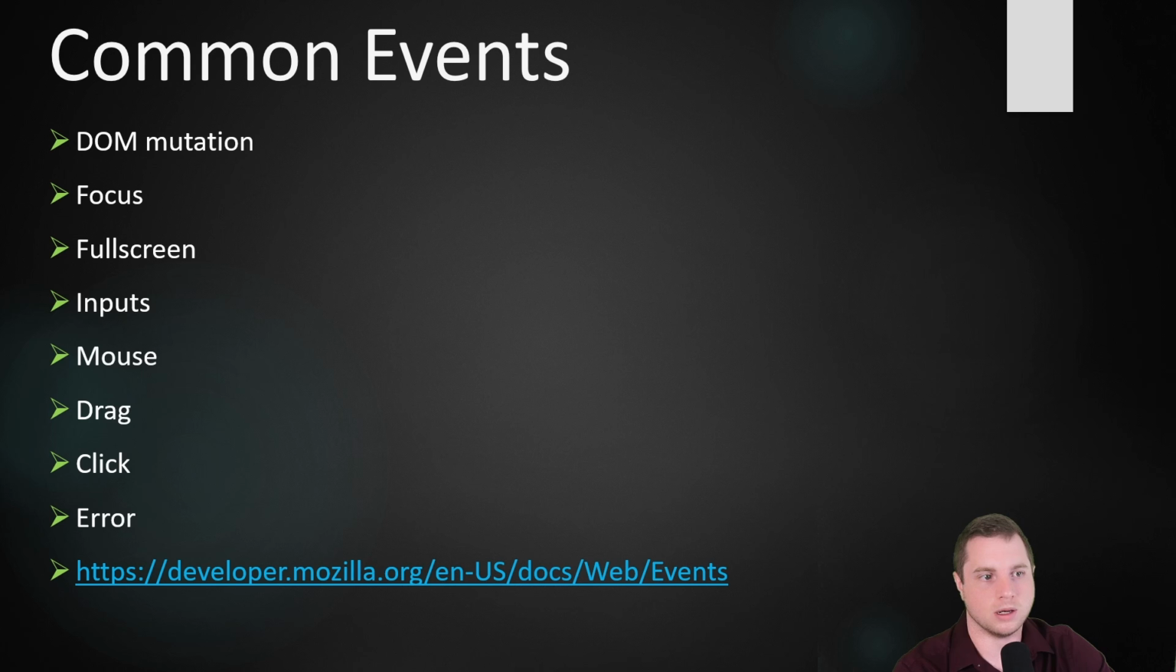All right, so here are your common events. You have DOM mutations. You probably won't use that here, but it is common. You have focus events, full screen inputs, mouse drag, click, errors. I think you get the point. The state of code, or the state of whatever the user is trying to do, or the state of the website is going to determine what you do. So depending on that state, that abstraction, that proxy, what are you going to do with it?